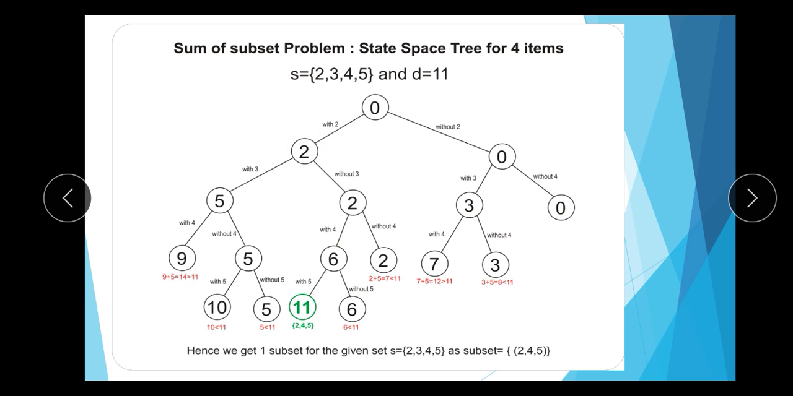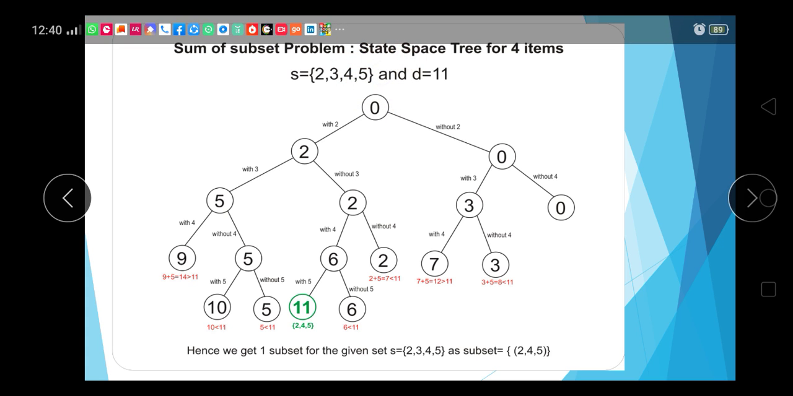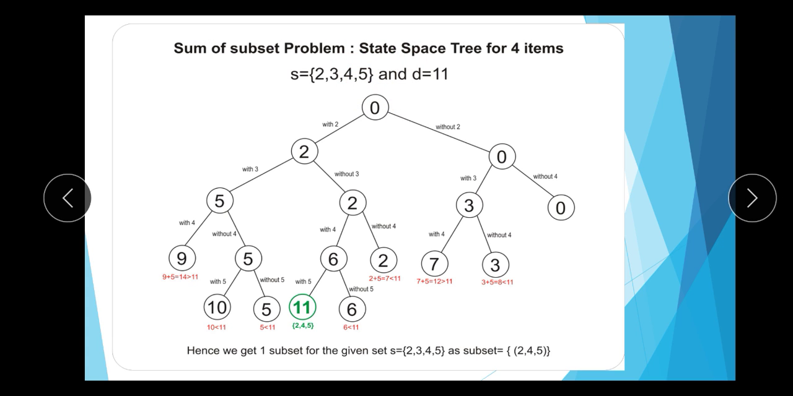Next we go to the next level and select the next element, that is with 3 and without 3. With 3 we get the sum 5, without 3 we get the sum 2. Now with 3 we select the next element 4, that is with 4 and without 4. With 4 we get the sum 9, and without 4 we get the sum 5. Now we select the next element, 5. If we select 5, here 9 plus 5 is equal to 14, which is greater than 11. So we bound this path here. We are not exploring this node further.